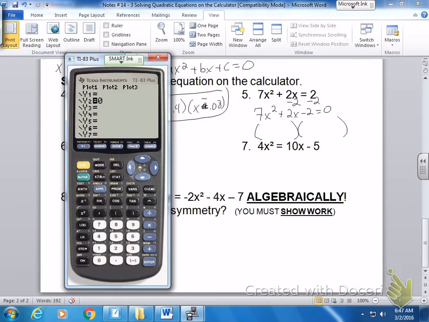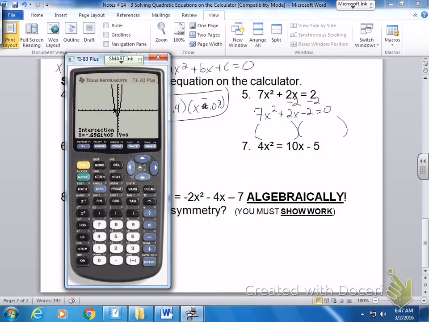I'm going to put in my new one. I have 7x squared plus 2x minus 2, and I have my 0 in my y2. Now I can look at my graph and we can find the intersections. So second trace, I'm going to go down to 5, move over to one of them, hit enter 3 times.